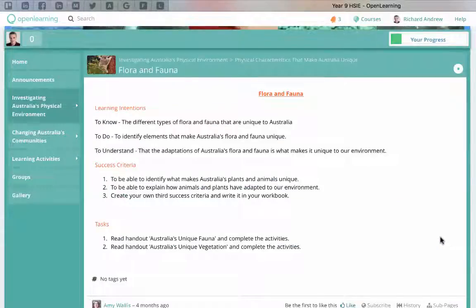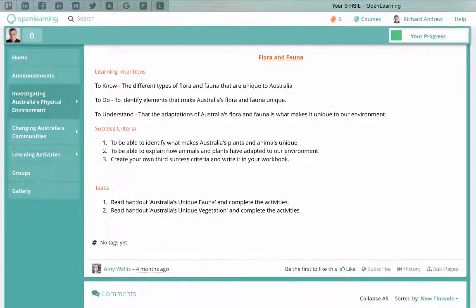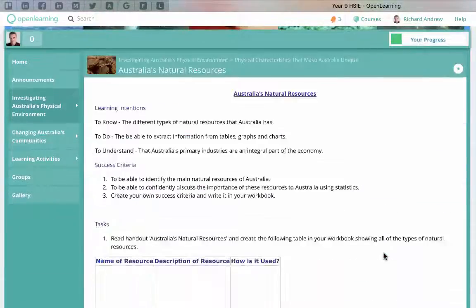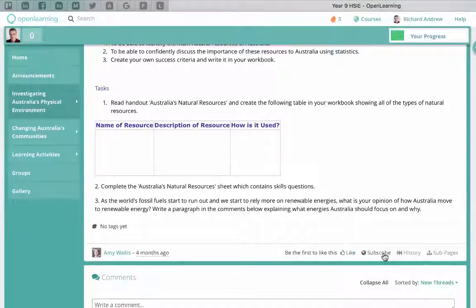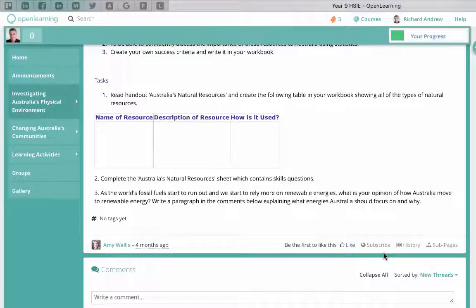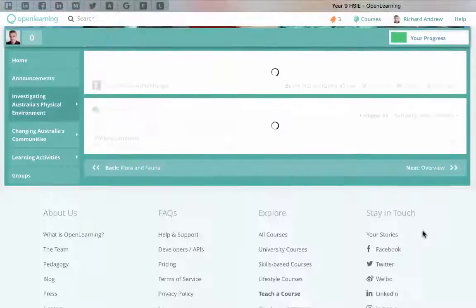This information here on flora and fauna the students didn't actually get to. I guess I overestimated how quickly they would work through the unit, and so they didn't actually get to this information, but there were some handouts there for them to do. Australia's natural resources, they didn't get there either, but they had some information that they had to put into a table, and then they also, as you can see here, had to write a paragraph explaining what energies Australia should focus on in the future and why, but as you can see they didn't get to that.